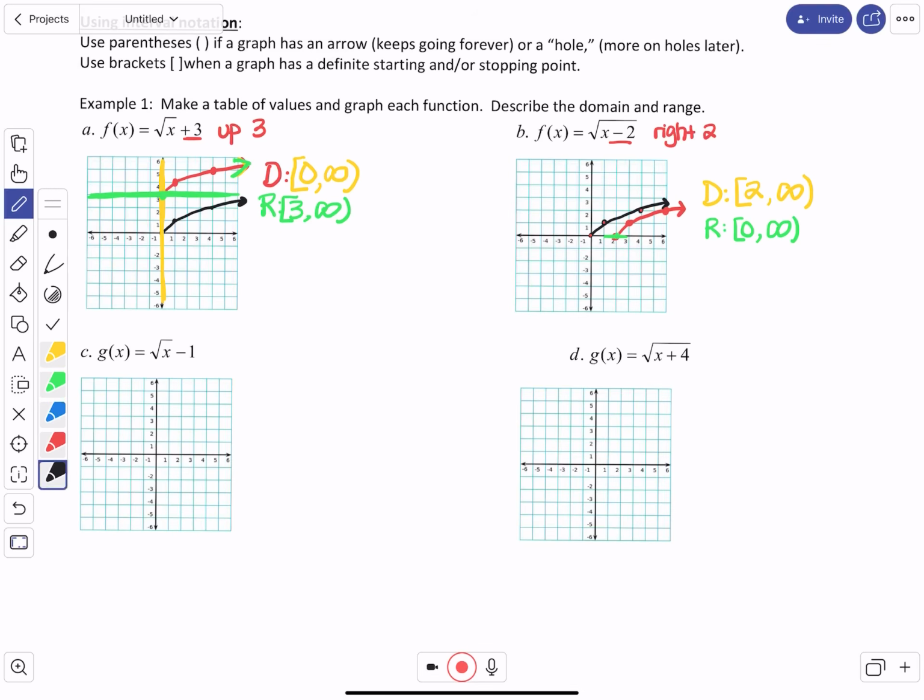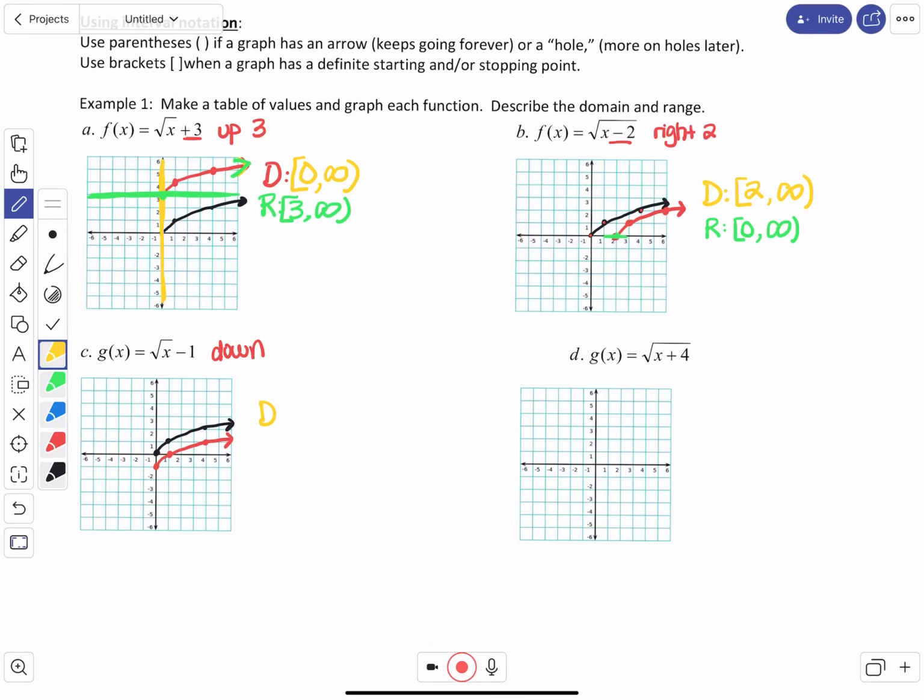Okay, so moving on to C, if I do my points here for my parent function so I know how to move it. This one is going to go down 1. That minus 1 is on the outside. Remember, outside shifts up and down. Negative is going to go down. So every point I'm going to go down 1. So here are my new points on my graph.